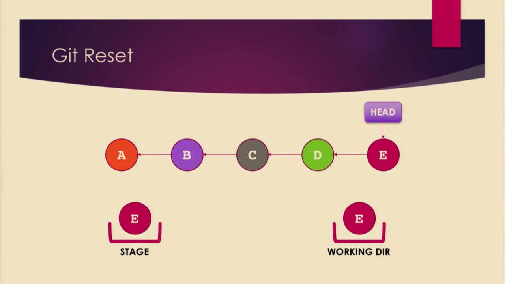All righty, so we have a clean project right now. We've had 5 commits in this project. We have our head, stage, working directory. Everything matches, everything is clean.